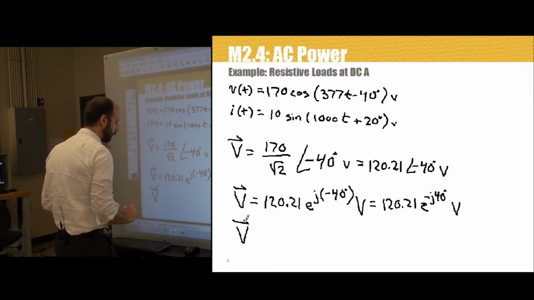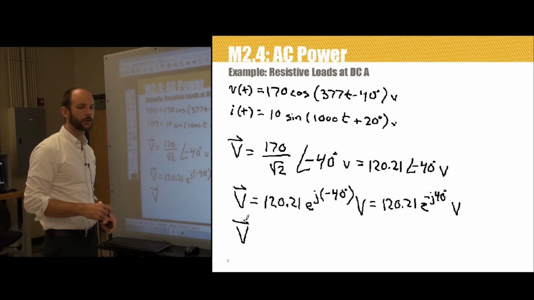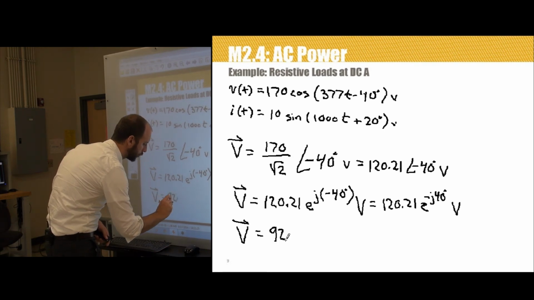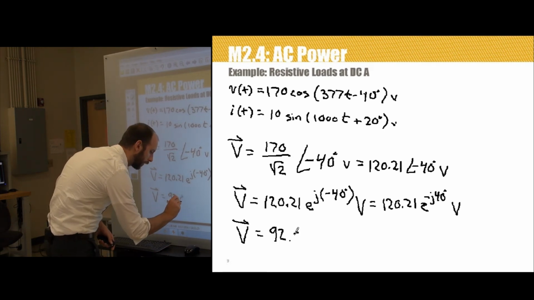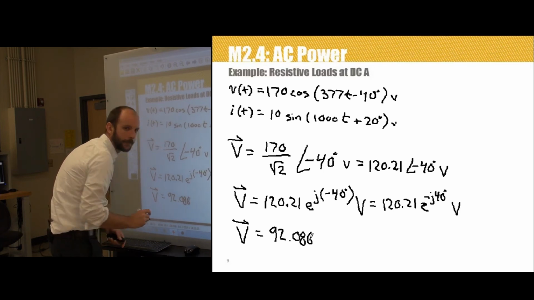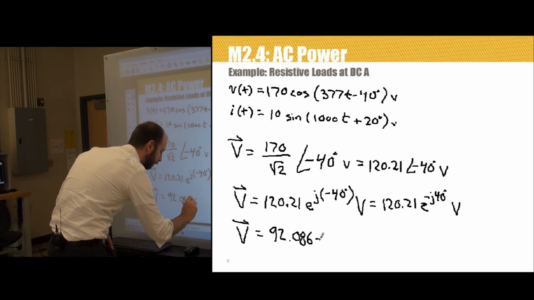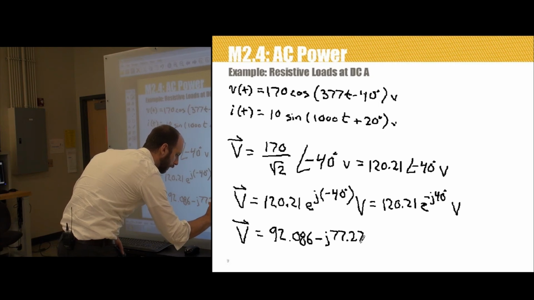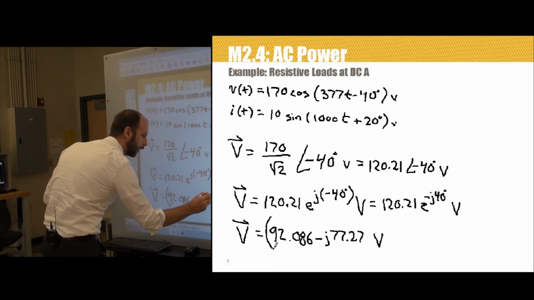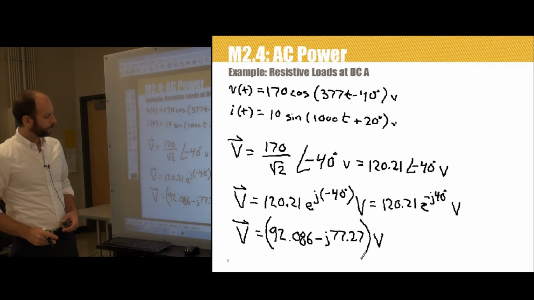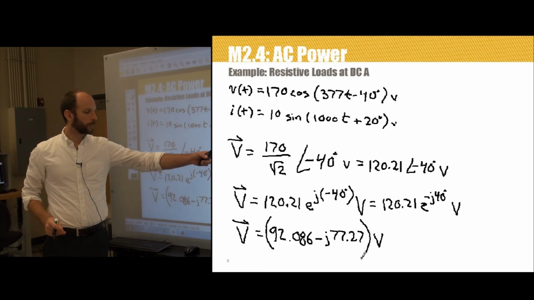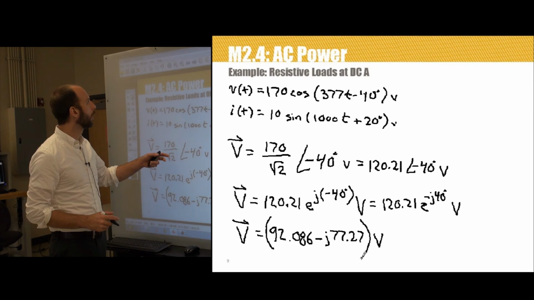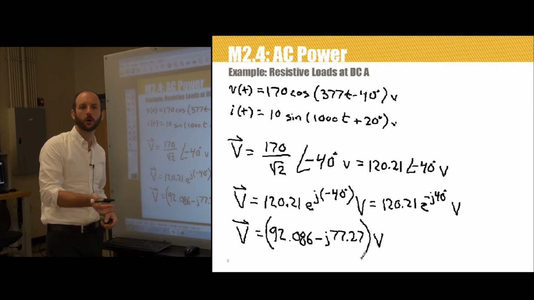And then I can use the rules for complex math to put this voltage phasor in rectangular form in terms of its real and imaginary components, and that's going to be equal to 92.086 minus j 77.27. Again, it's in volts. If you're not recalling how to go from polar form to rectangular form, I encourage you to rewatch the YouTube videos from Module 2, Part 3, where we go over that.